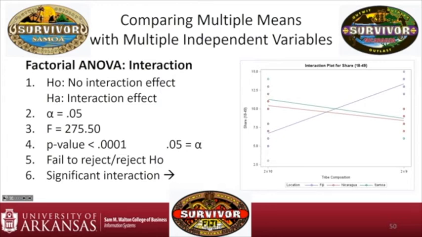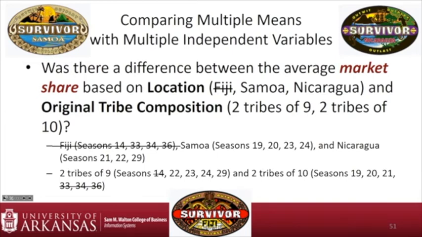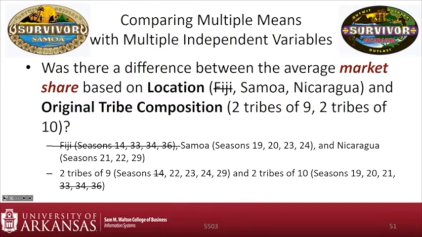So that's what happens if we have an interaction. If we have an interaction, we're just going to stop. But, again, I like to illustrate things the way I want them to be, and I can track my data and such. So now let's take out Fiji. Fiji seemed to be our problem child, so let's get rid of Fiji. We got rid of season 14, it's kind of problematic. 33, 34, 36, Fiji's gone. So now we're just looking at Samoa and Nicaragua. We have 2 tribes of 9, we still have 4 seasons for that one. We've got 2 tribes of 10, we still have 3 seasons there. So we've got plenty of data that we can play with. So, goodbye, Fiji.